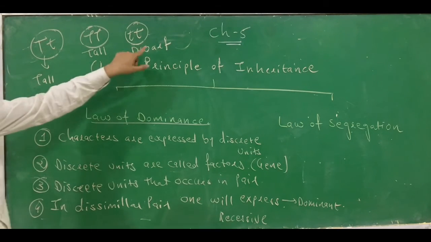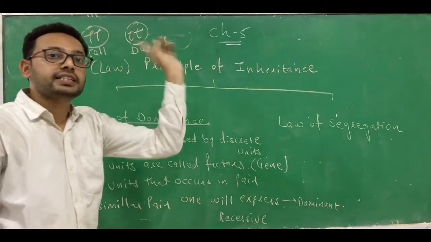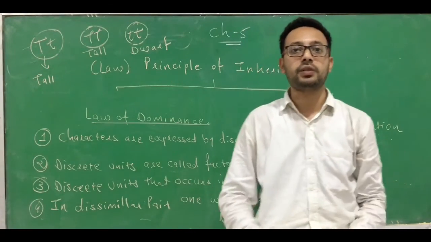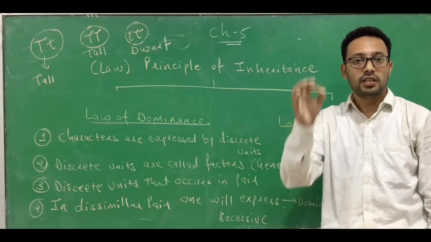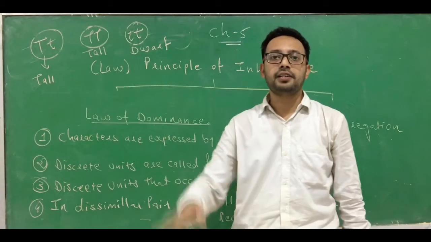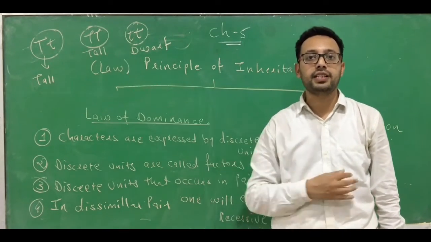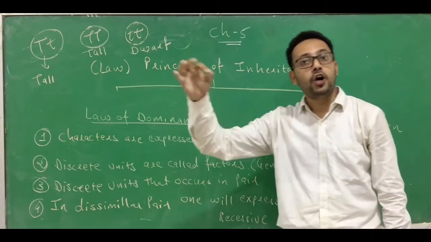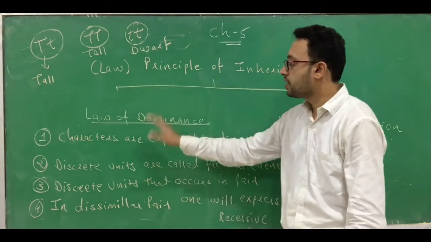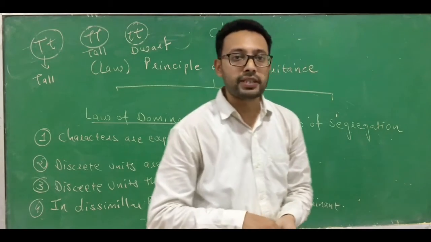Recessive can express, like here where both are recessive. Here the dominant, capital T, is absent, so at that time the recessive can express. So you have to remember the law of dominance. Remember these lines. Dominant will express in the dissimilar pair. Recessive will not express in the presence of a dominant character. Recessive will only express when the dominant is absent. Clear? So this is called the law of dominance, and it always occurs in a pair.